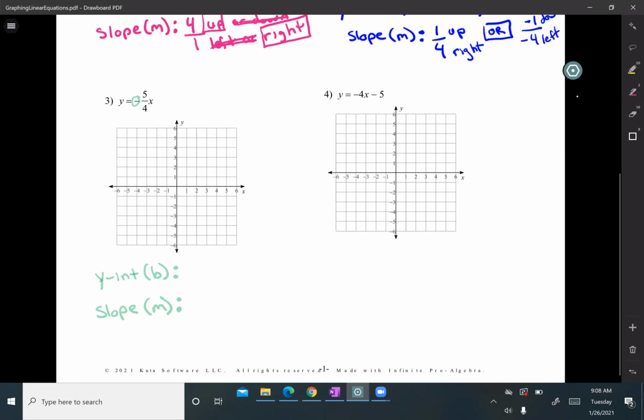The negative in front, you only use that one time. So there's only one negative. You either put it with the top number or the bottom number. I typically put it on the top number to start, and then if I want to change it, I can.